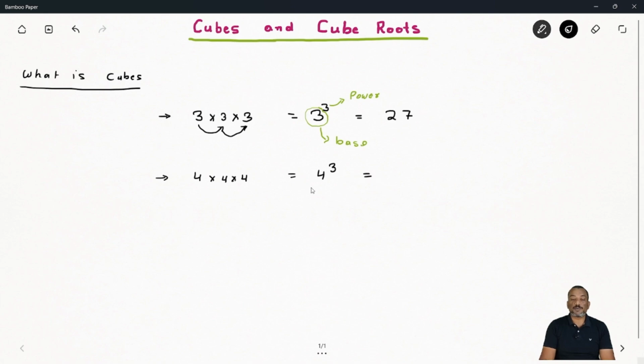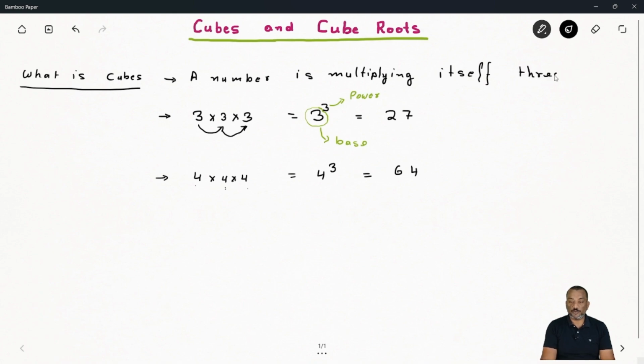So 4 cube is coming how much? So 4 times 4, 16, and 16 times 4, you will get how much? 64. Okay, तो सिंपल आप समझो, जब भी कोई भी नंबर, when any number, a number is multiplying itself three times, so they will give you the cubes.